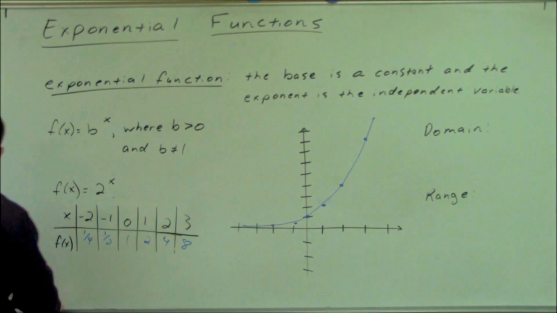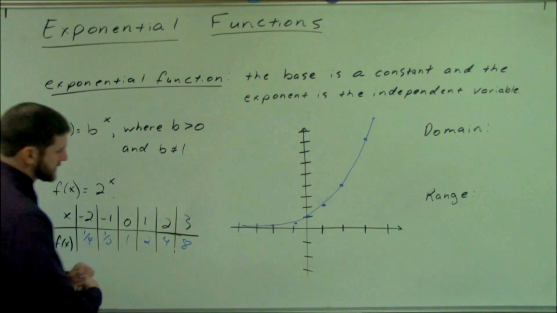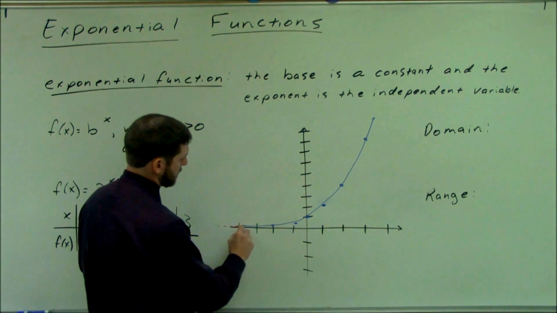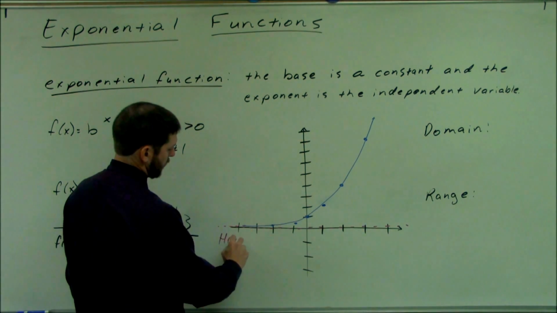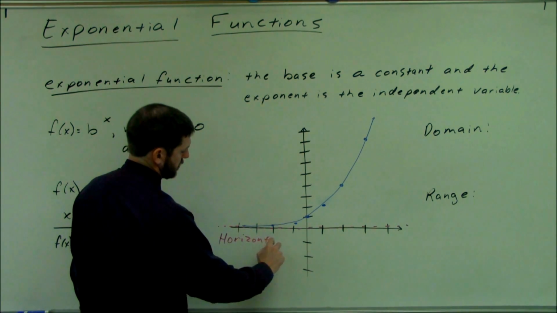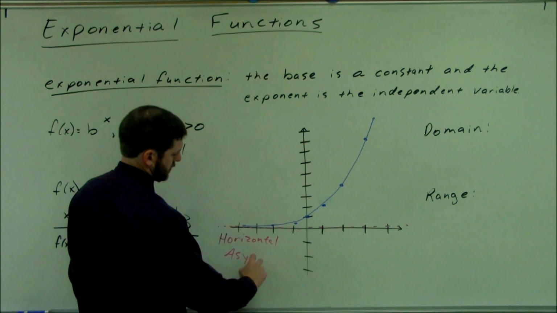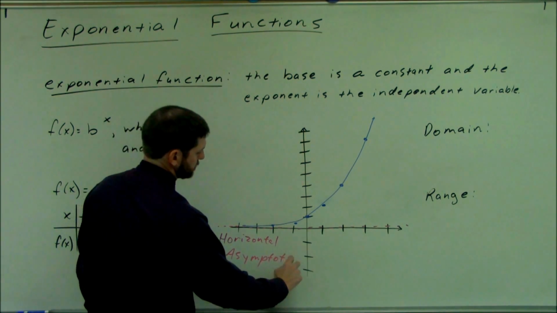So what we get at 0 is an imaginary line that we call a horizontal asymptote.